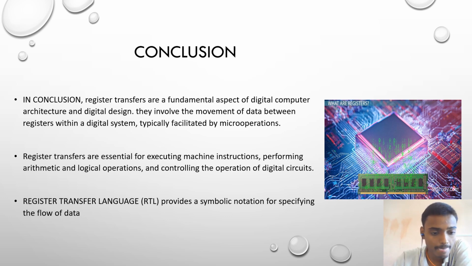circuits. Register transfer language, RTL, provides symbolic notation for specifying the data flow. It tells the direction of data flow, the name of the register or number of registers, and part of a register. It tells where the data is moving from one register to another register, and how the data is moving. It describes the data flow in the register transfer.